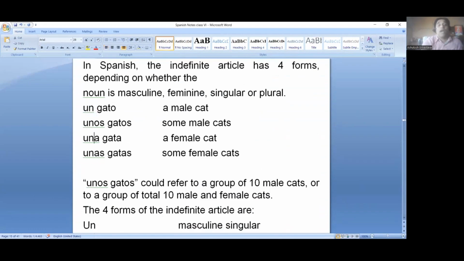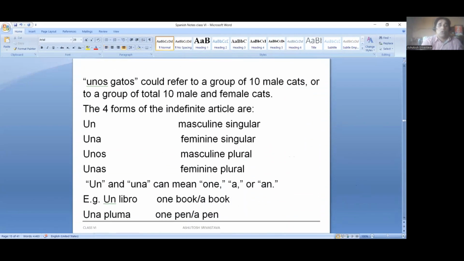A female cat, una gata. For some, when it is used with males, we say unos gatos, and with females, we say unas gatas. Again, the same thing which I have already shared, unos gatos could also refer to a group of 10 male cats, and if some of them are male and some are female, then also we say unos gatos. The only time we will say unas gatas is when all of them are feminine.